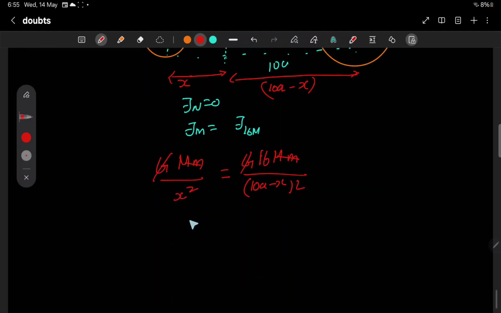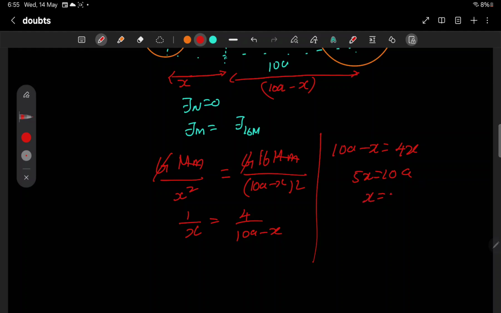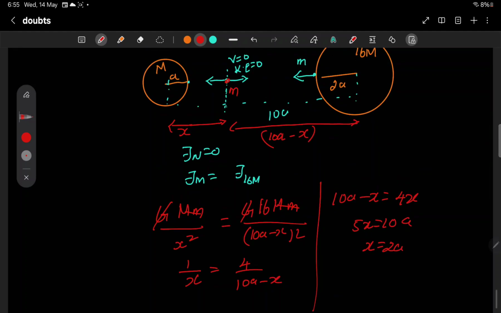Okay, so if you take square root on both sides, I'll get 1 by x equal to 4 by 10a minus x. So we will get 10a minus x equal to 4x, so 5x equal to 10a. So x is equal to 2a. Now what they are saying, this distance is 2a, then this distance will be equal to what? 8a.